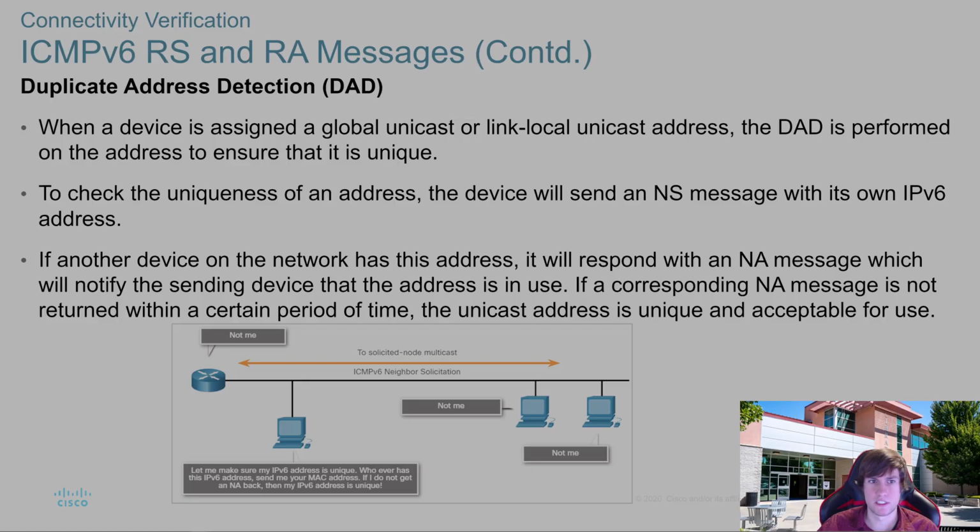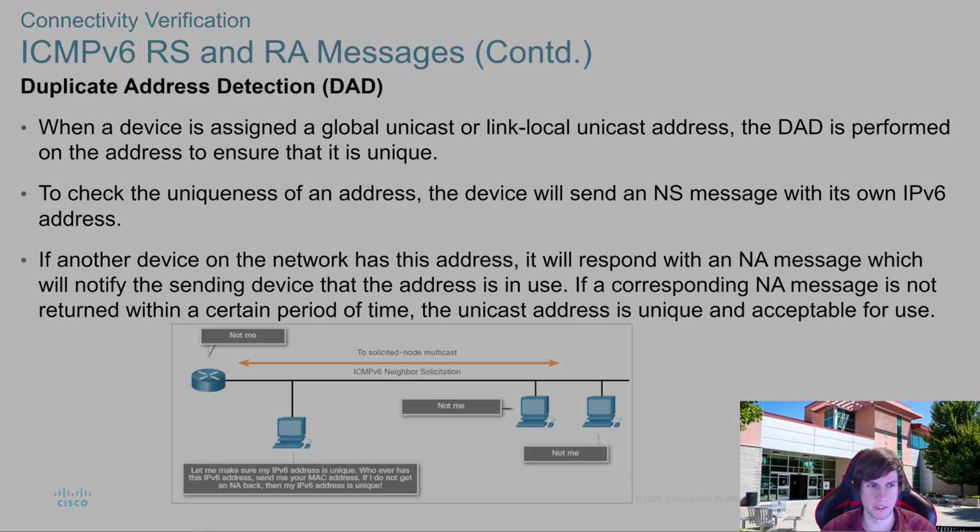Okay, duplicate address detection, or DAD. When a device is assigned a global unicast or link local unicast address, the DAD is performed on the address to ensure it's unique. To check the uniqueness of an address, it sends a solicitation to its own IPv6 address. If anyone else responds to that solicitation besides themselves, then you have a problem. There's a duplicate address, and if it does respond with the advertisement address, that the address is in use.